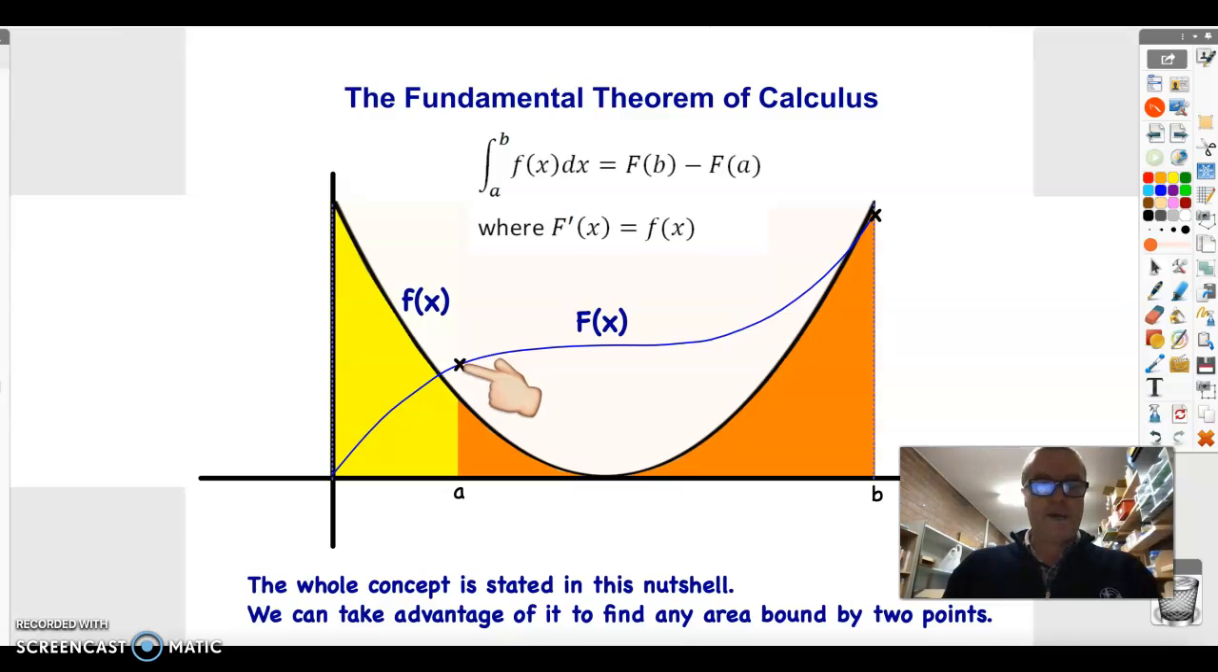This value at x equals a is equal to the area, the yellow area, from x equals 0 to x equals a. And so by finding the difference of those 2 values, we will end up with this area, the orange area, which is the one that we're after.